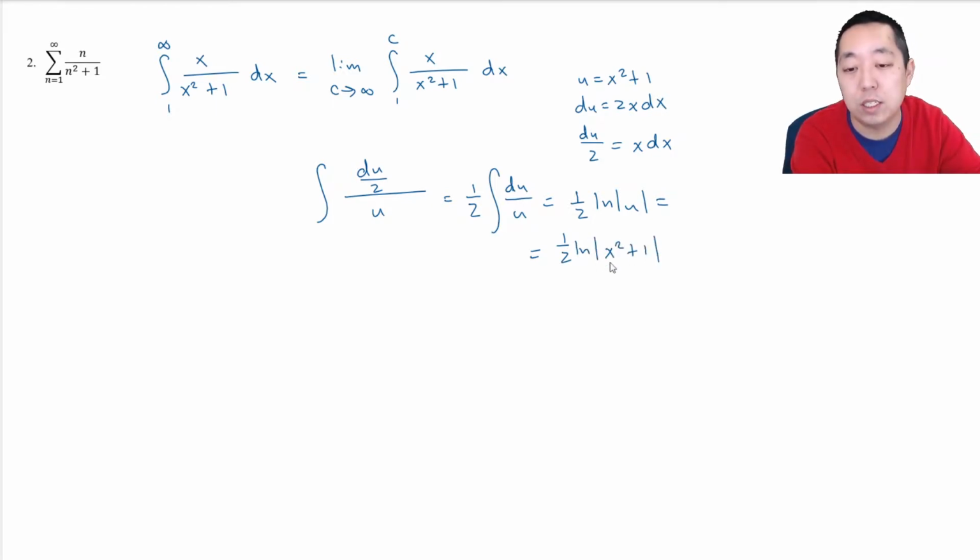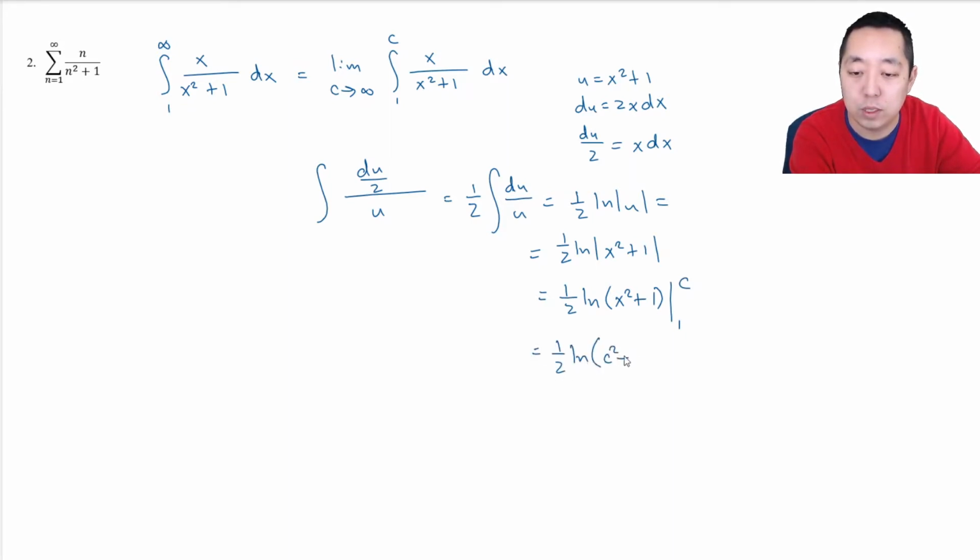Now, because this quantity is always positive, I actually don't need the absolute value, because x squared is always a positive number, and so when I add 1 to it, it's always positive. And then we're going to evaluate this from 1 to c. This will be 1/2 ln of c squared plus 1 minus 1/2 ln of 1. ln of 1 is just 0. So that's this. And now we compute the limit.